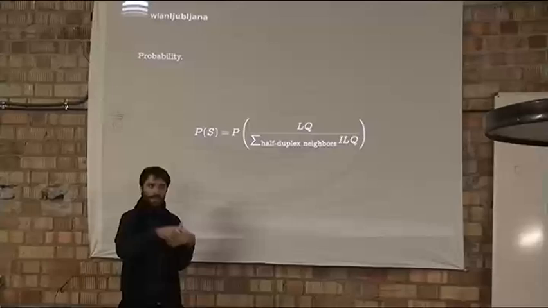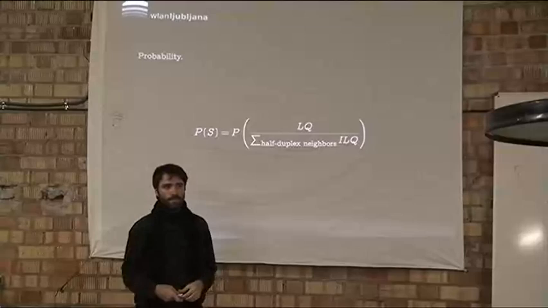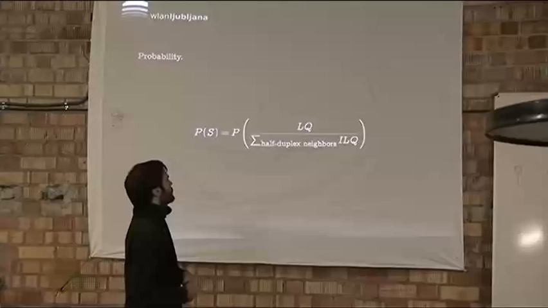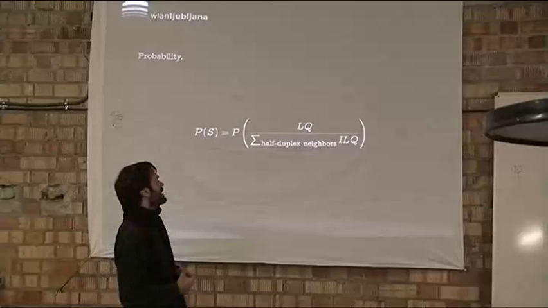What do you mean if you don't get any penalty? When you don't have half duplex neighbors, below the division this part seems to be zero. Dividing by zero seems to be zero. Yeah, maybe there are some mistakes here. Good catch, sorry, yeah.